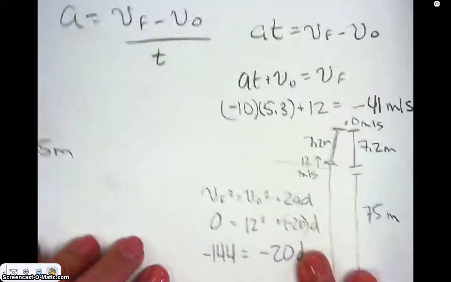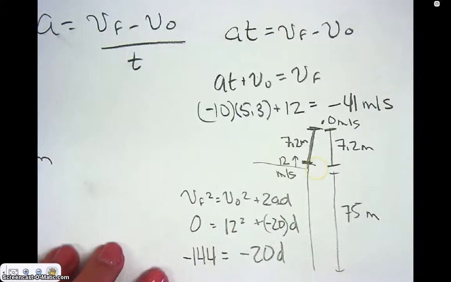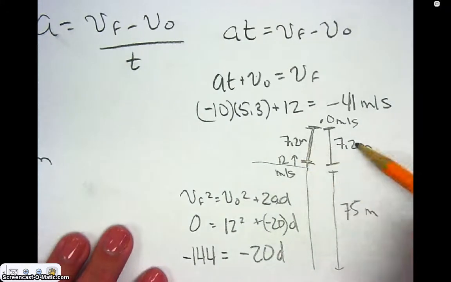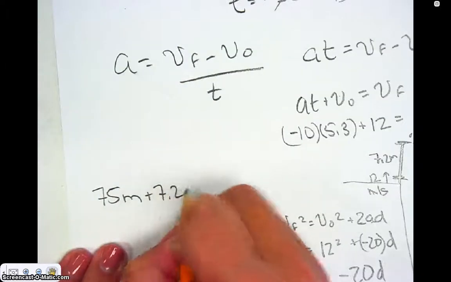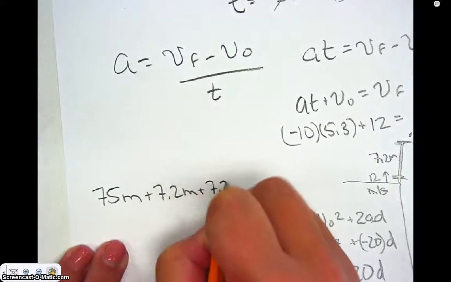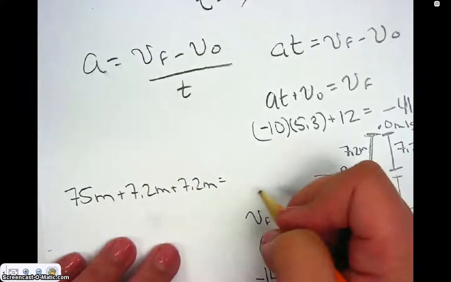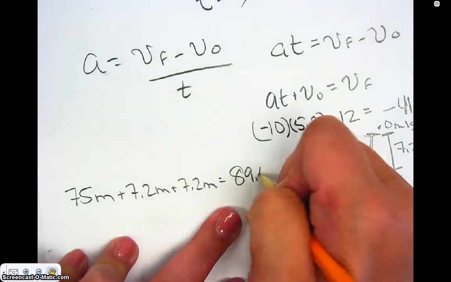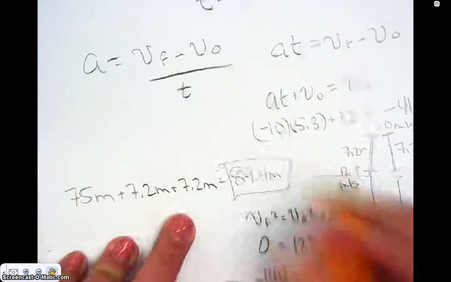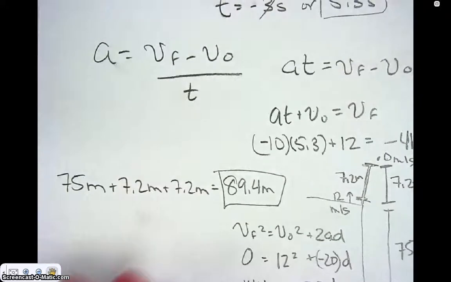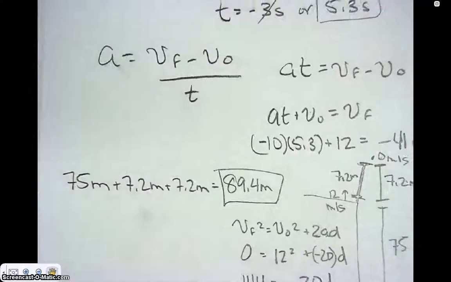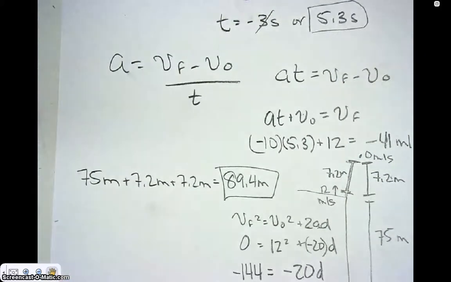So now all I have to do is take my 7.2 plus 7.2 plus 75, right? So 75 plus 7.2 meters plus 7.2 meters, and my total distance that I get is 89.4 meters. So hopefully by watching these demonstrations of a little bit more challenging problems, you can go and try number 50, which is a level 3 question. It's one of the harder questions as well.